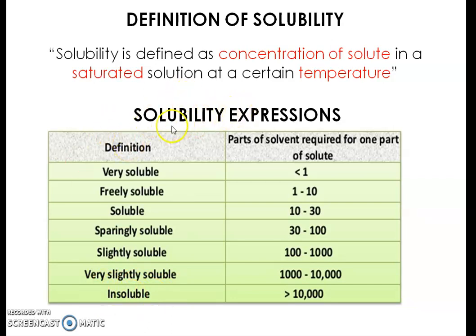So whenever you come across these words in official books or articles, don't get confused. These are not just adjectives used for solubility. They have meanings. Very soluble means this much part of solvent is required. Freely soluble means this much part of solvent is required. So the solubility is expressed in this way while explaining the quantification of a particular solubility.